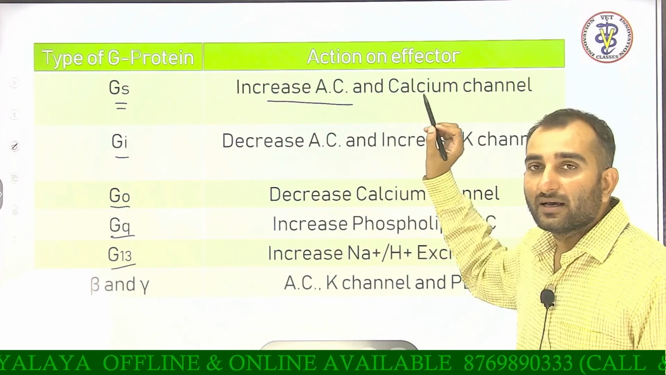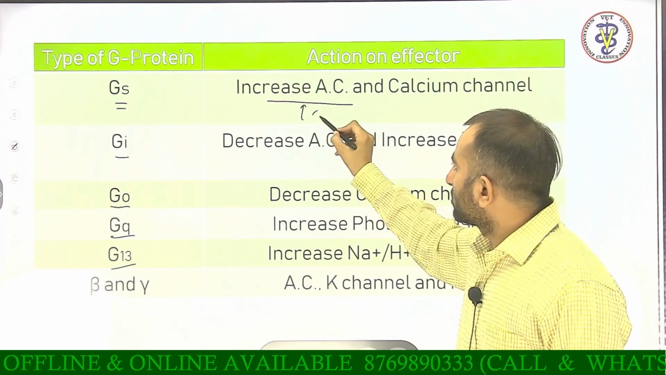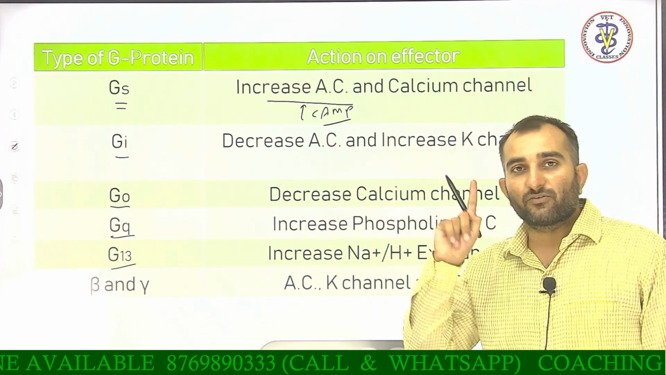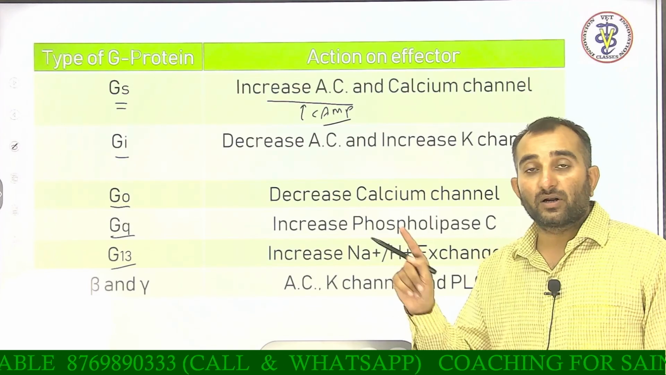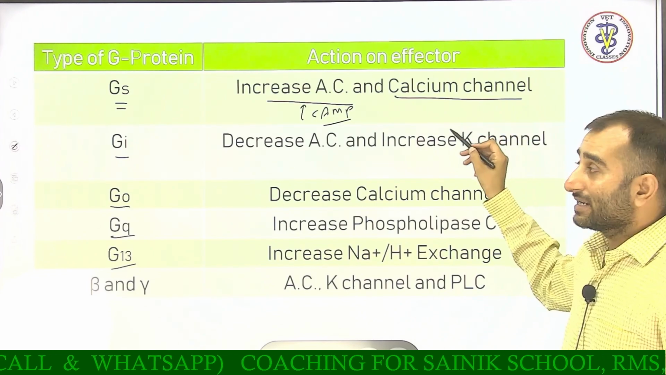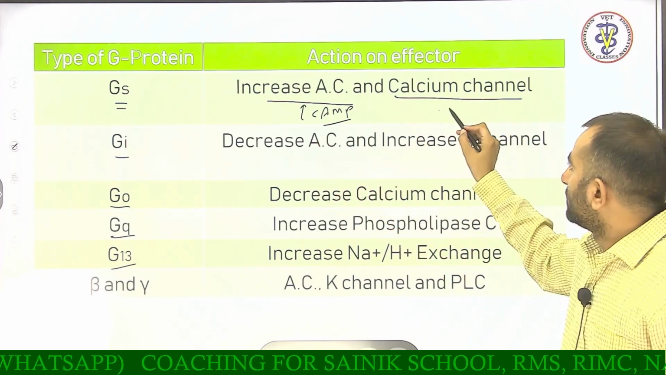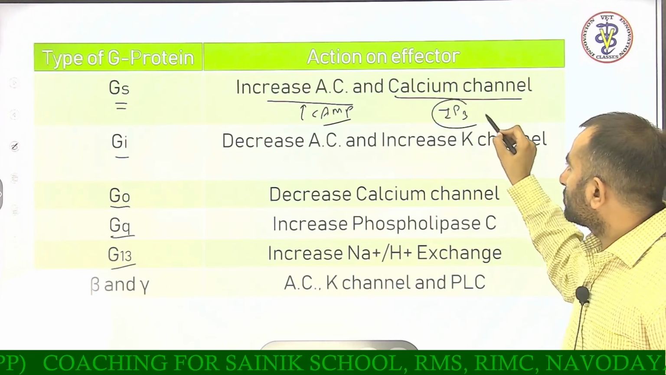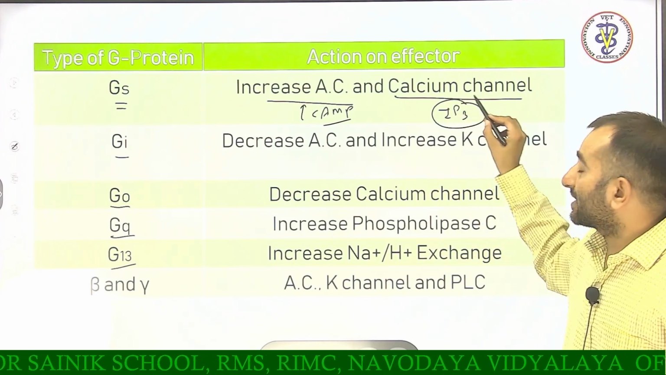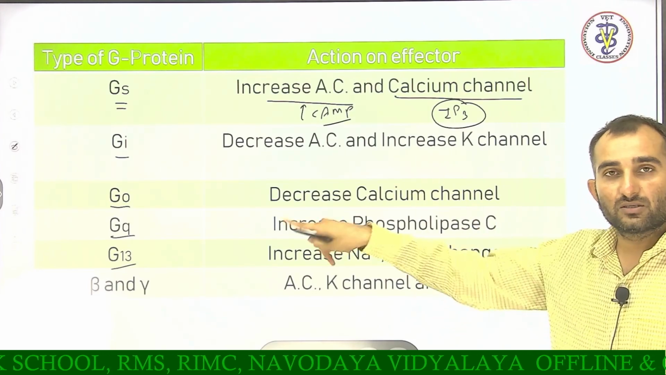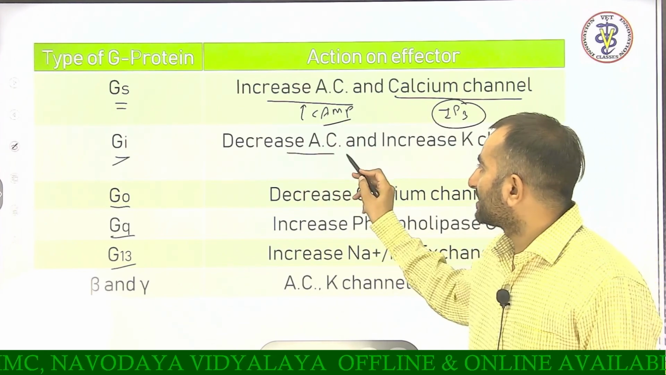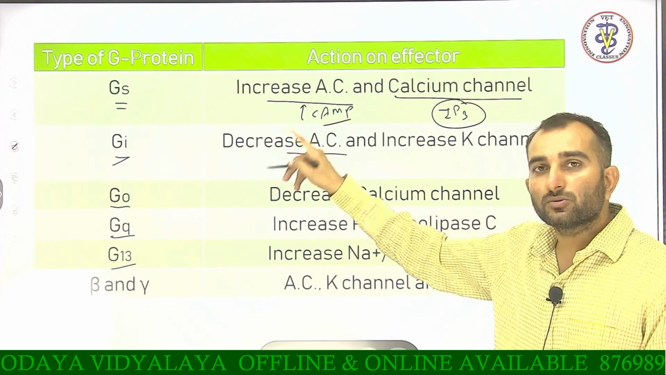G stimulatory protein, as we discussed, increases the adenylate cyclase enzyme. AC means adenylate cyclase enzyme, which can increase the production of cyclic AMP. And if the production of cyclic AMP increases, then that will definitely phosphorylate the different types of protein via protein kinase enzyme, and also increase the calcium channels, because G stimulatory protein is also increasing the IP3 level. IP3 is the secondary messenger which can release the calcium from the endoplasmic reticulum, as we discussed in the IP3 system.